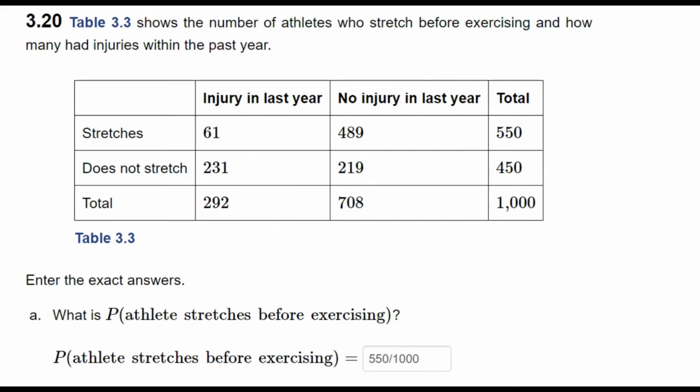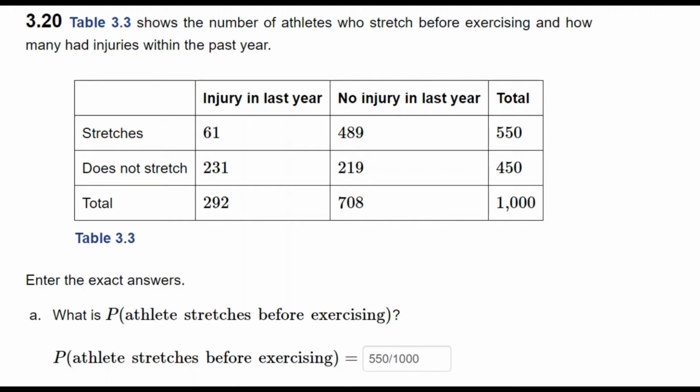For example, table 3.3 shows a contingency table in which the rows represent the number of athletes who do stretches and those who do not stretch, while the columns represent the number of athletes who had an injury in the last year and who did not have an injury in the last year. Please read this table carefully and see how the information is presented, and what is the total number of athletes who stretched, whether they were injured or not, and what is the total number of athletes who did not stretch, whether they had an injury or not.